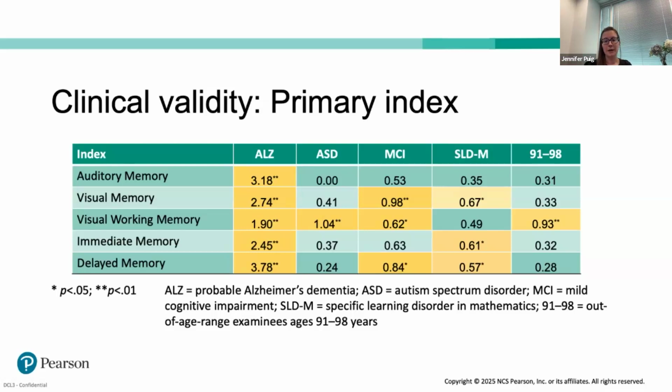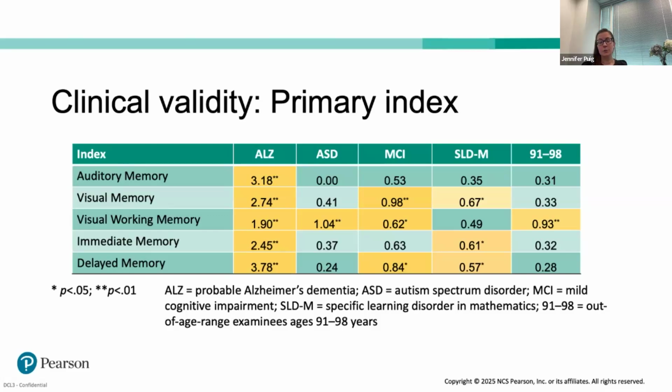Next, let's talk about the adolescent and young adult samples. The autism spectrum disorder group, they're a little bit older than young adult, but let's just call it the adult samples. So the autism spectrum disorder group and the specific learning disorder mathematics group. The autism spectrum disorder group demonstrated lower performance on the visual working memory index than matched controls. The SLD math group demonstrated lower performance on the visual, immediate, and delayed memory indexes than matched controls.